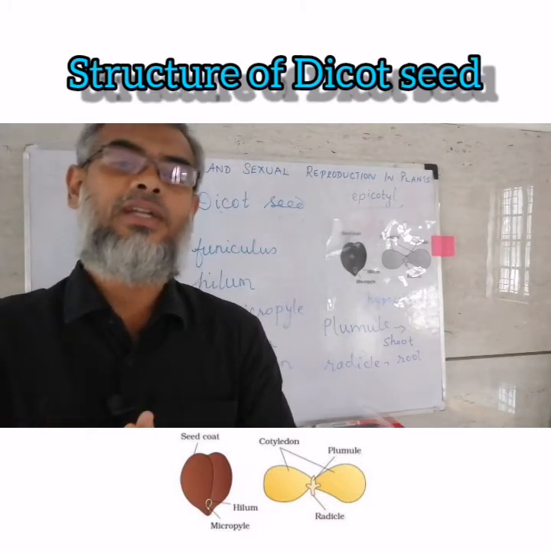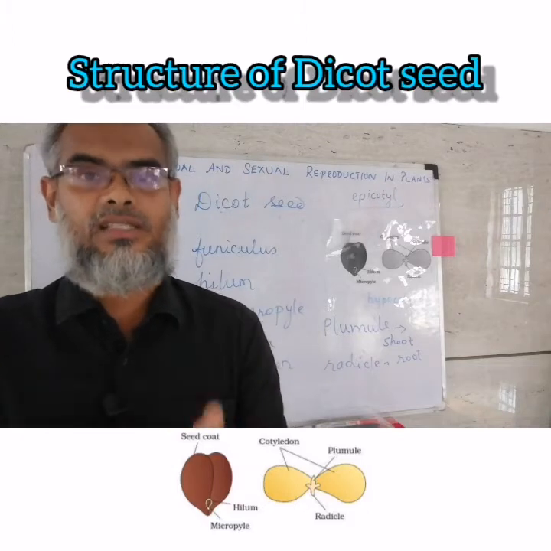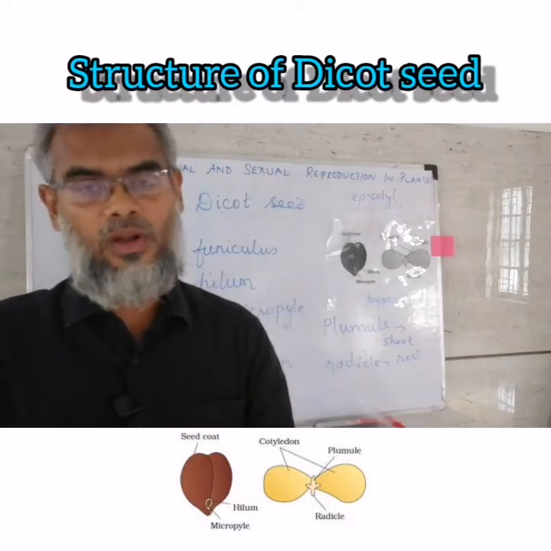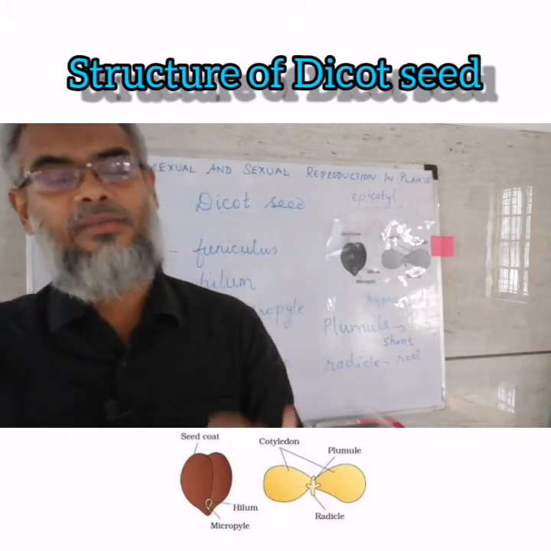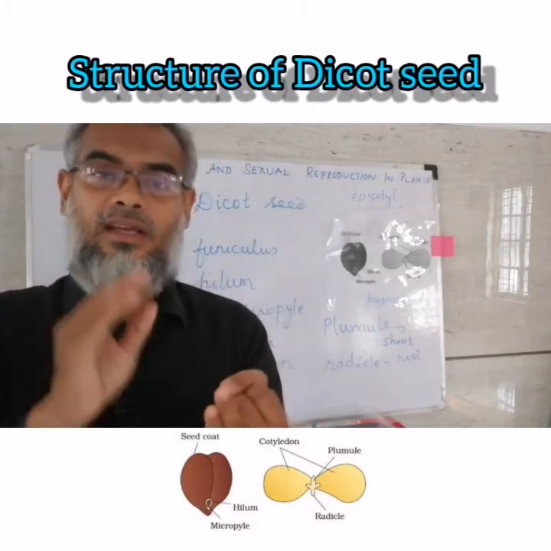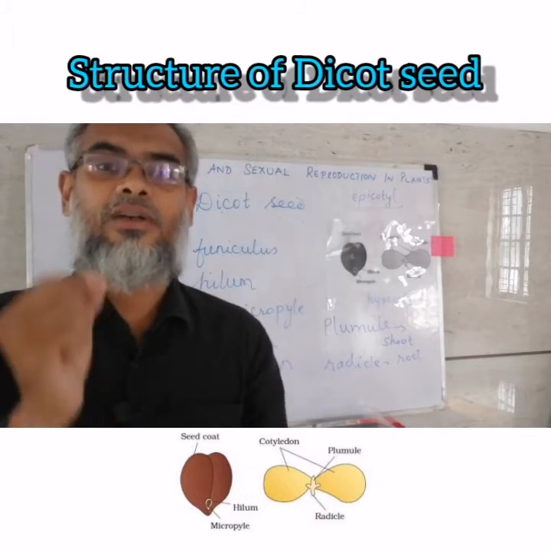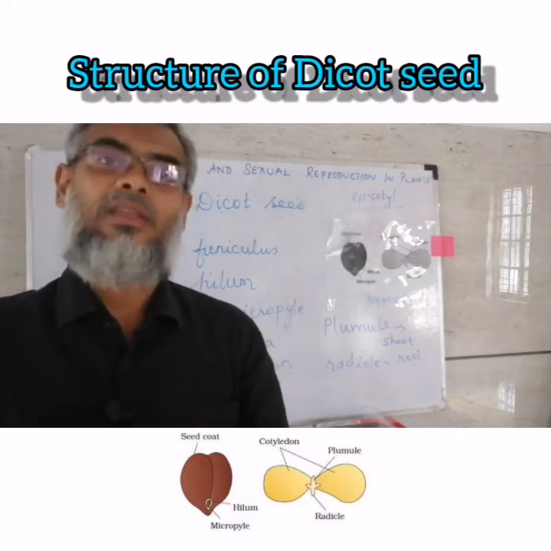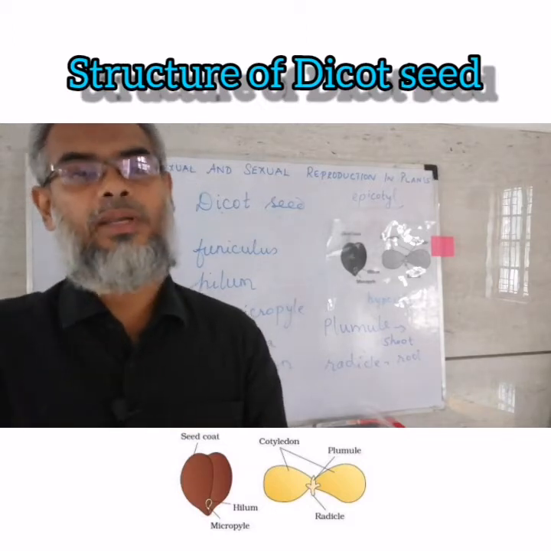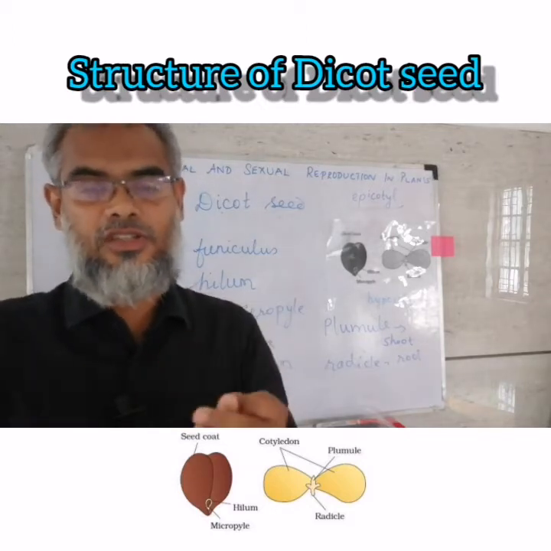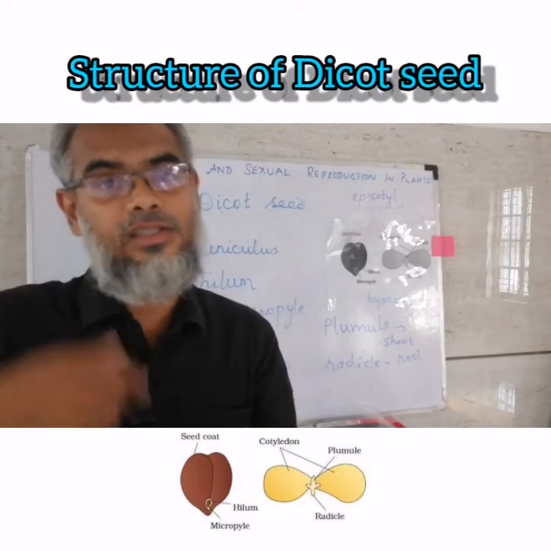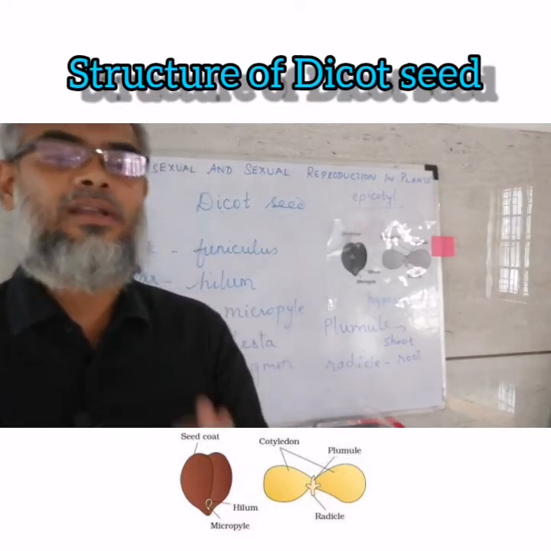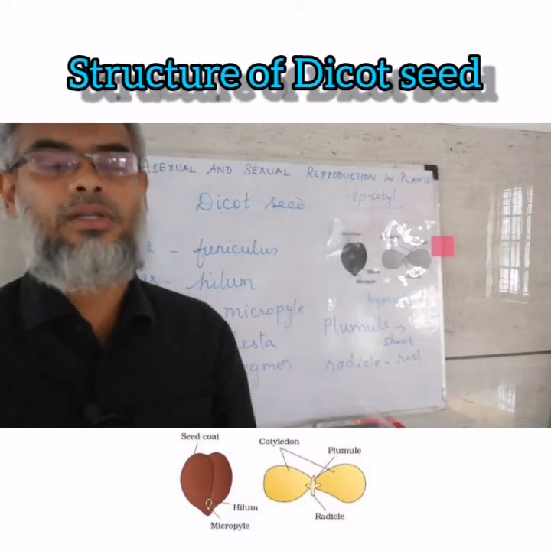First is the funicle. The funicle is the stalk by which the seed is attached to the fruit wall. Second, it disappears and forms a scar called the hilum. Point number 3: below the hilum there is an opening through which water and oxygen enter the seed. That is the micropyle. Then fourth, the seed coat.